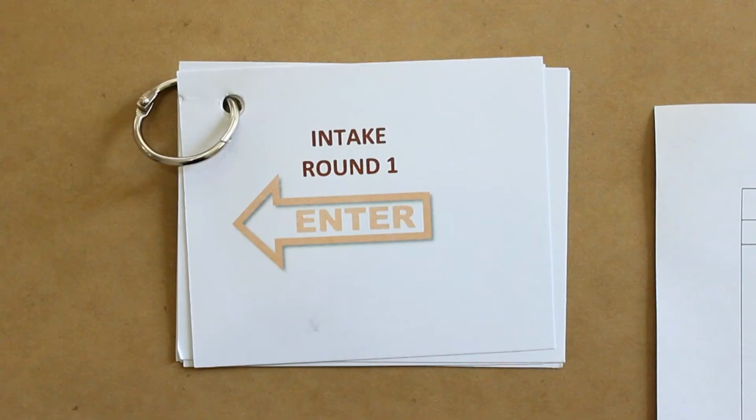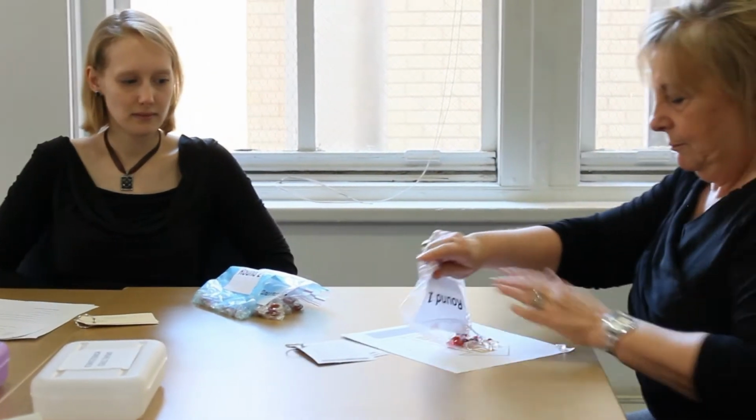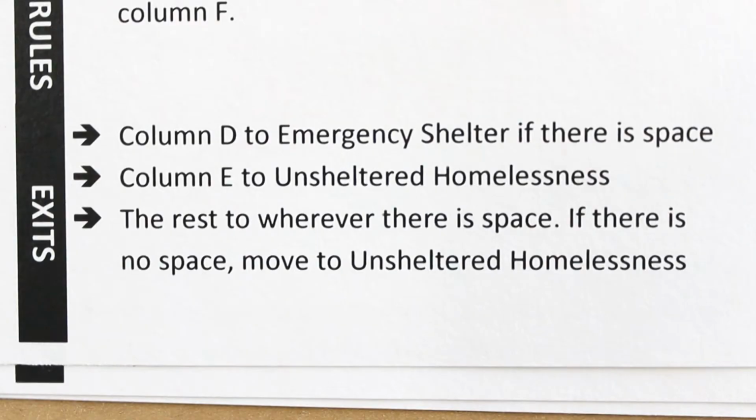For example, the Intake card for round 1 has 1 program rule which says to take round 1 beads and spread them evenly across your columns except the diversion column. To do this, K, with the Intake board, takes the bead bag labeled round 1 and spreads all of the beads roughly even across the columns. The gray column labeled diversion should be left empty. The Intake card also has 3 exit instructions.